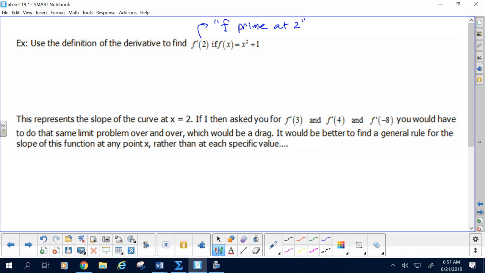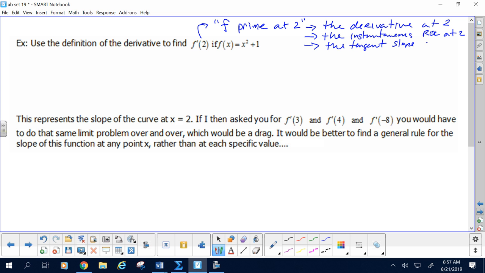So f prime at 2 means the derivative at 2. It means the instantaneous rate of change at 2. It means the tangent slope at x equal 2. It means all of it. A lot of verbal meanings to the derivative.